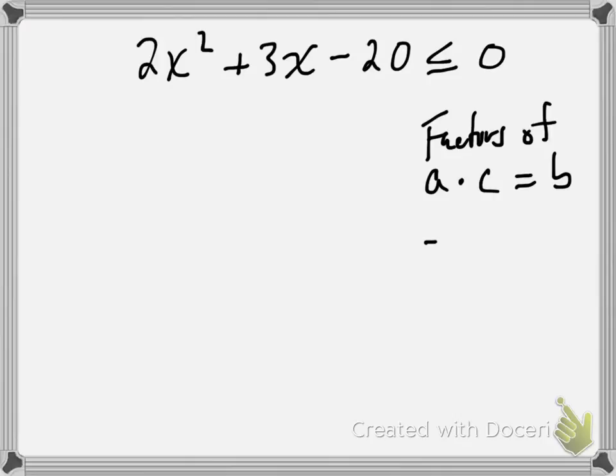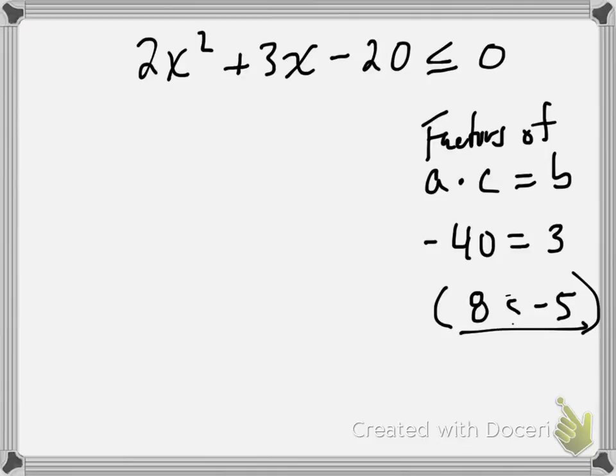So a times c is negative 40. So we want factors of negative 40 that equal 3. So 8 and negative 5 are going to be those factors. And we're going to use these factors to rewrite this middle term here.